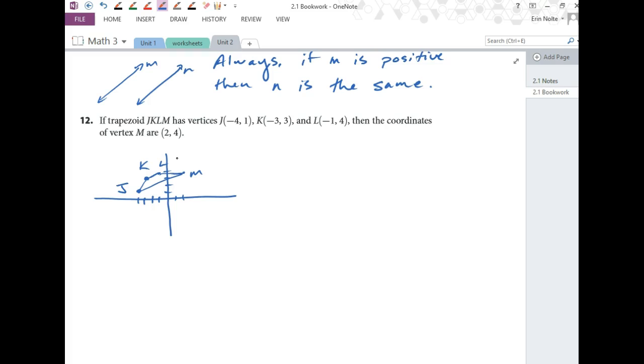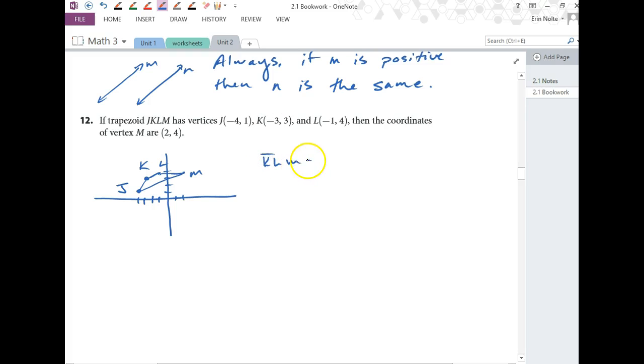Okay, so the question is, does M have to be (2, 4)? Always, sometimes, never. Okay, so let's start with, first of all, does (2, 4) actually give us a trapezoid? If you look at that, what two sides look like they could be parallel? KL and JM. So let's just test and see if those are.